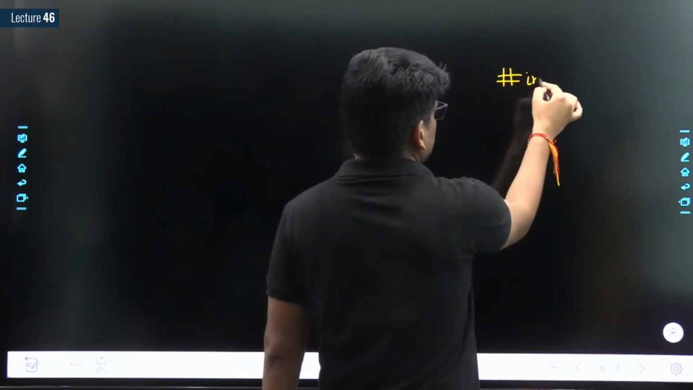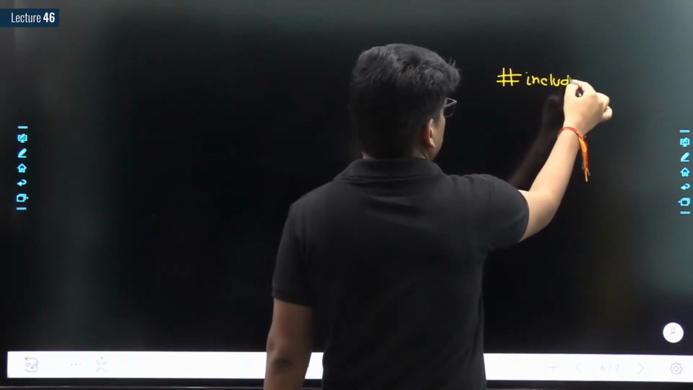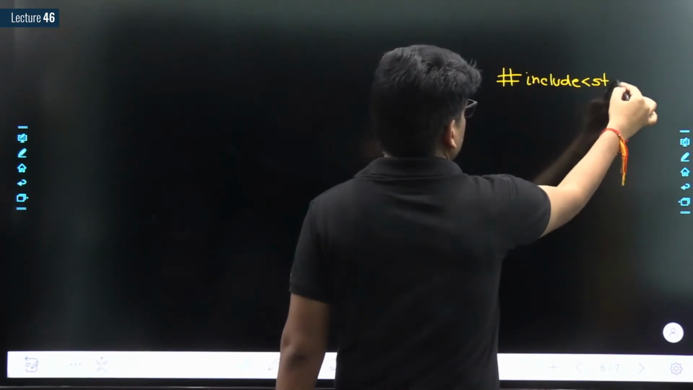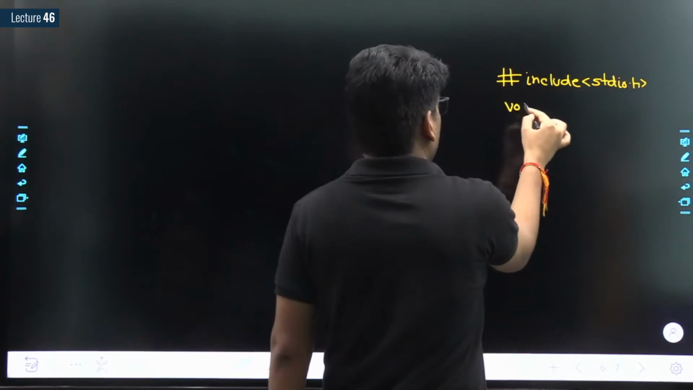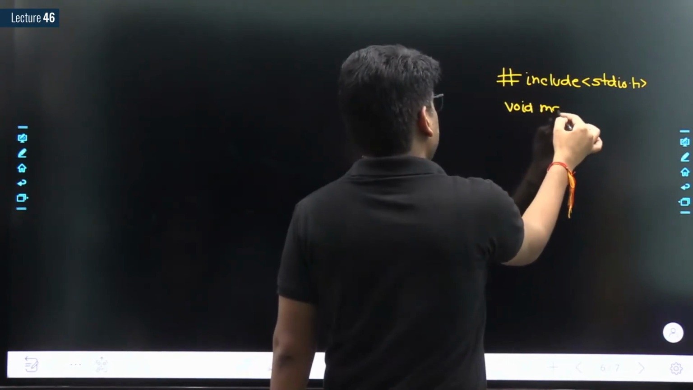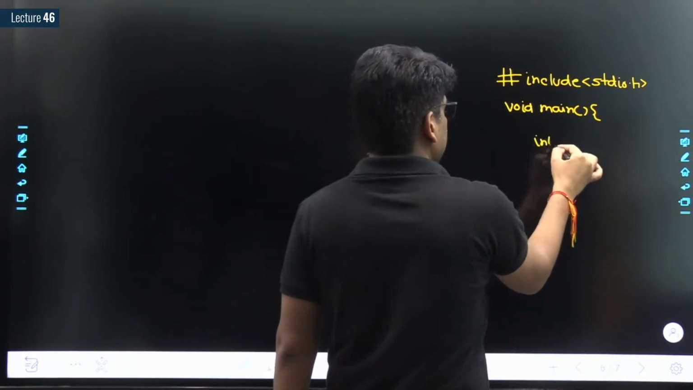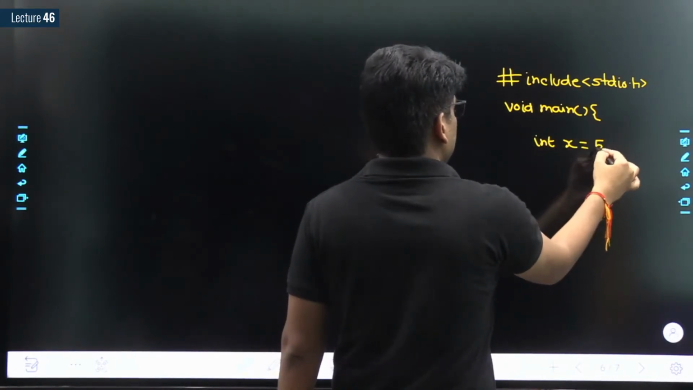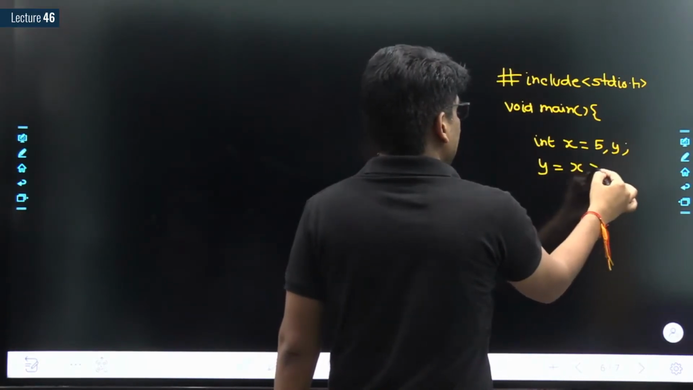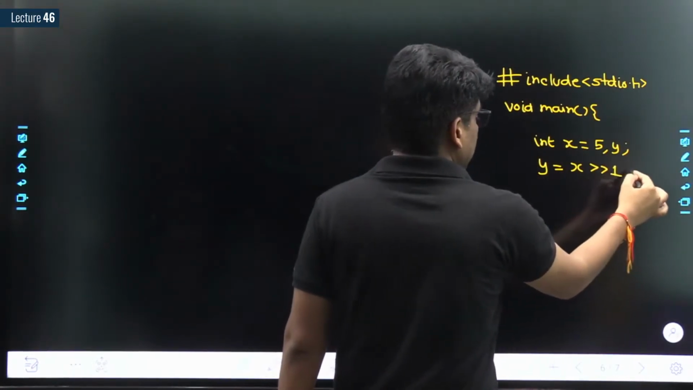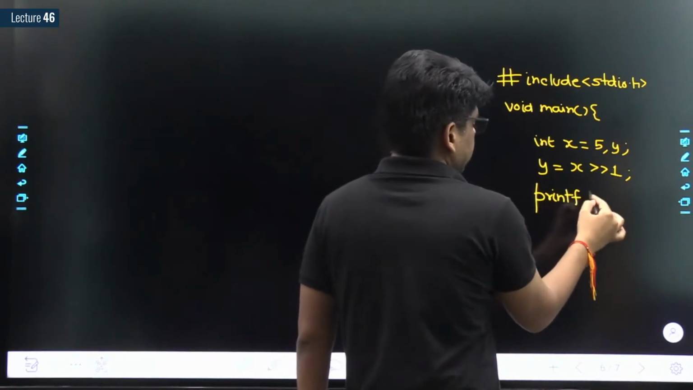#include <stdio.h>, void main, int x is equal to 5, y. Let me right shift x one time and print the result.